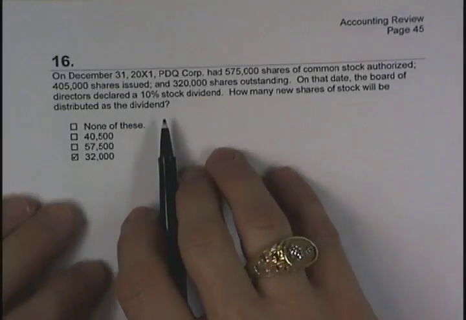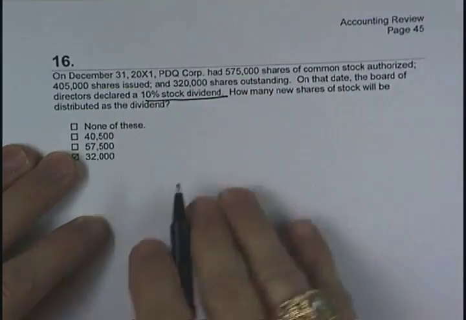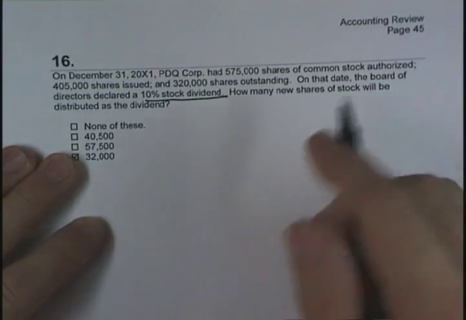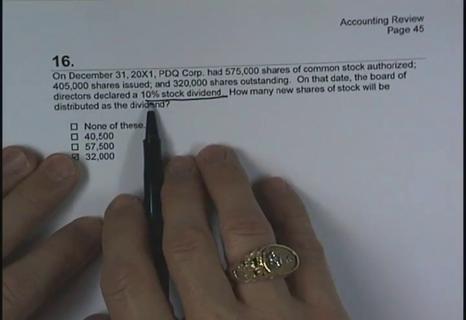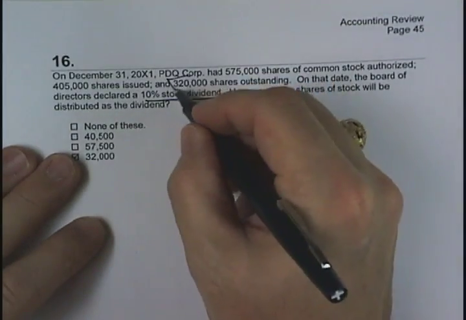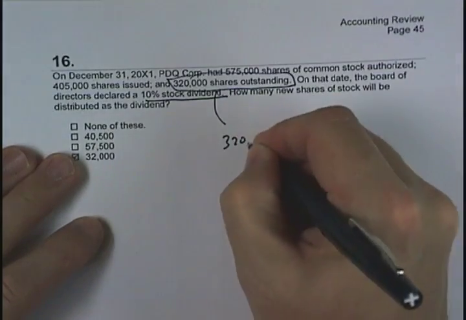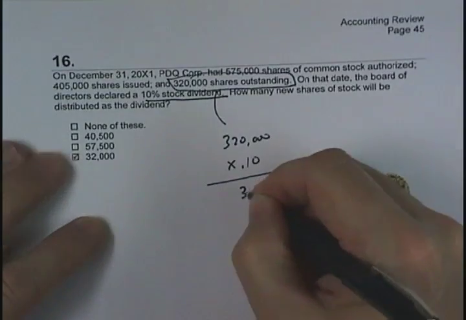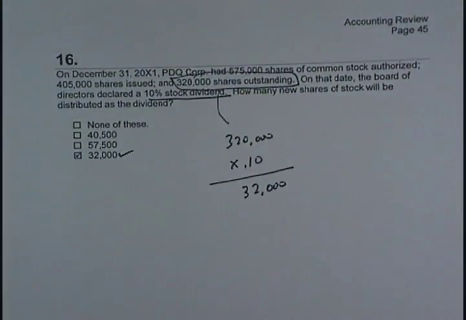On problem 16, it recognizes that firms sometimes declare stock dividends and give people new shares of stock instead of paying cash dividends. In this case, the firm declares a 10% stock dividend. It has 320,000 shares outstanding, so it's going to declare that stock dividend and distribute another 10%, and thus it's going to be distributing another 32,000 shares of stock.